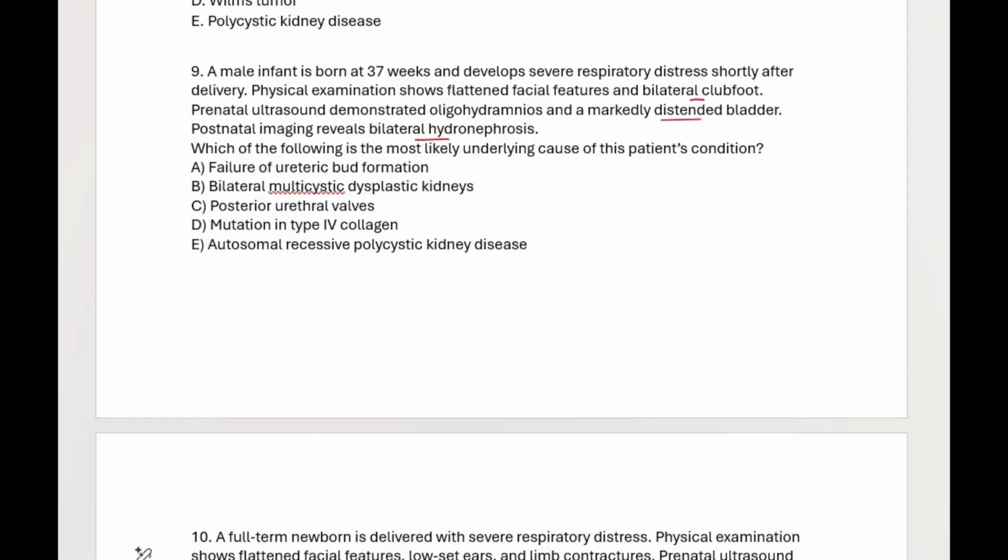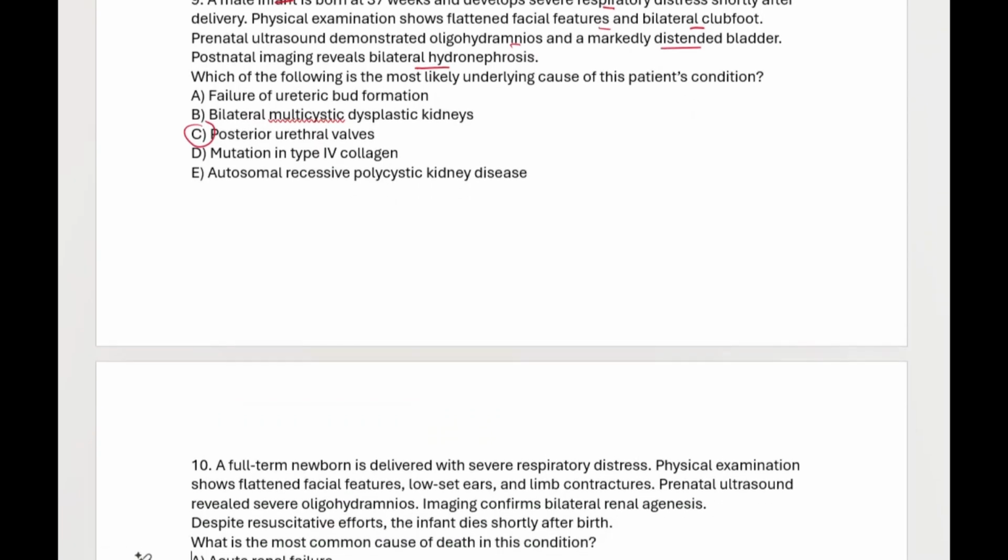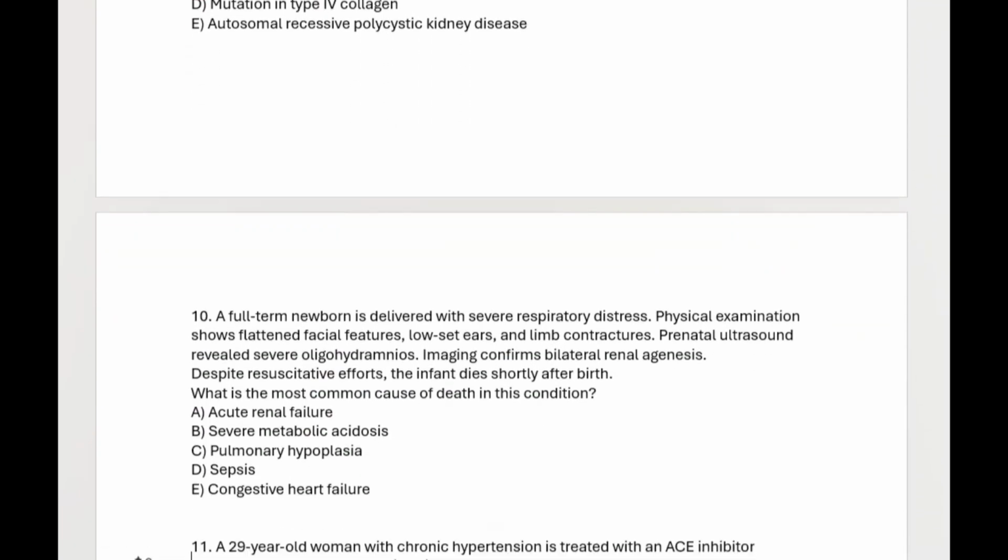So again, here we can see a male infant develops severe respiratory distress, likely due to some features suggestive of Potter sequence. And when we did our ultrasound, there's a decrease in amniotic fluid, the bladder is distended, and there's bilateral hydronephrosis. So this is also another case of what? Posterior urethral valve. Moving on to the next question.